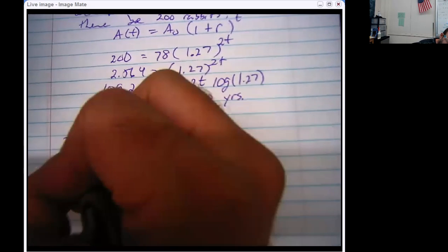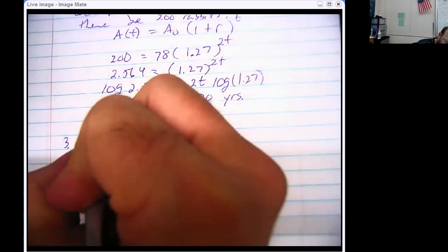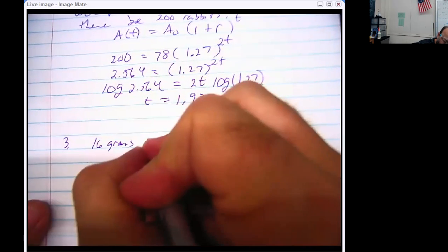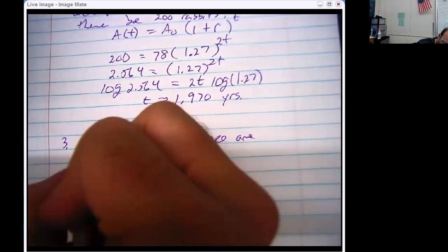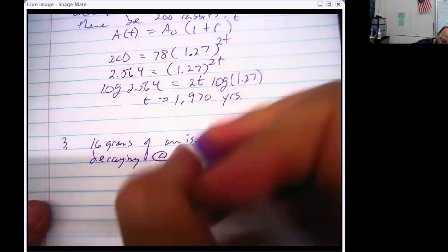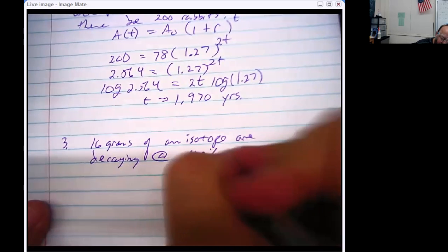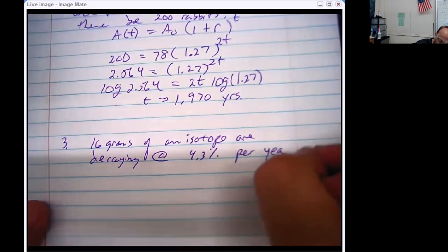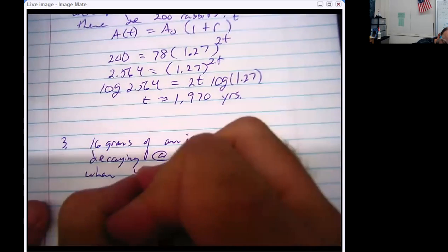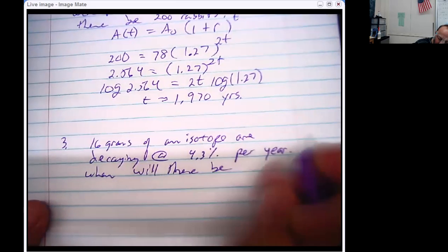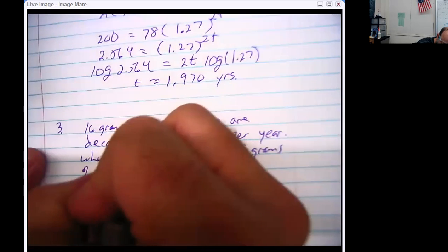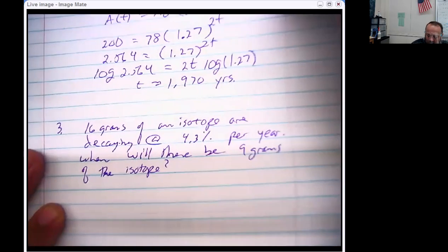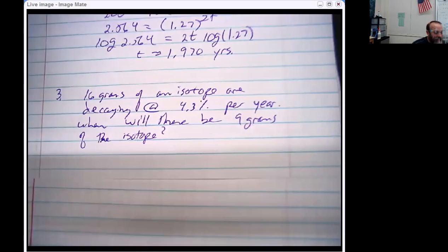Let's say you have a radioactive material. So we have 16 grams of an isotope decaying at 4.3% per year. When will there be nine grams of the isotope? So let's see if, number one, we can accurately come up with the master equation that describes this isotope.